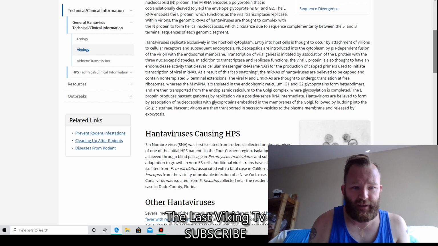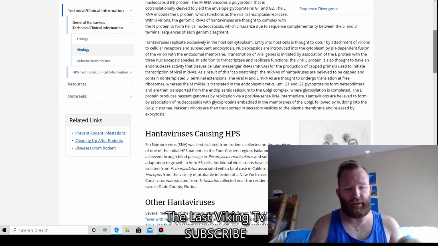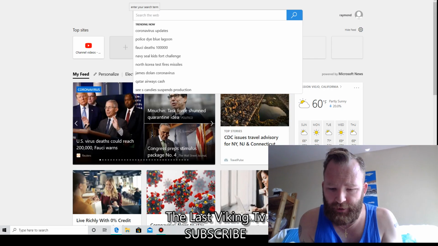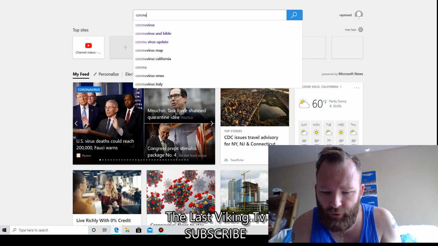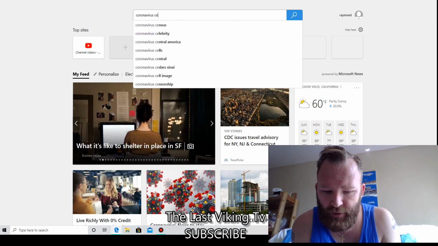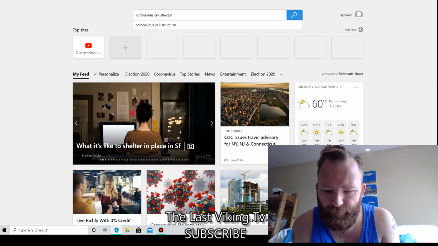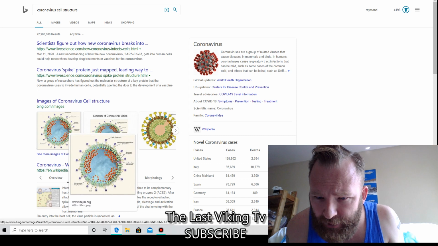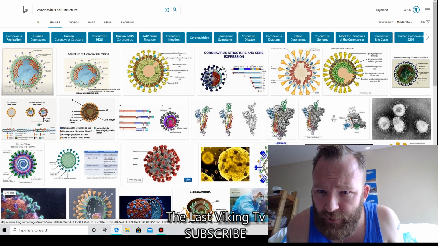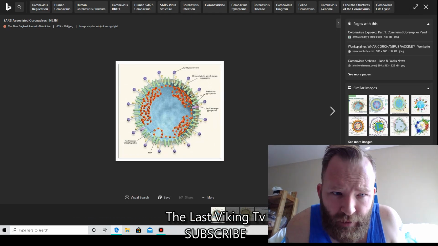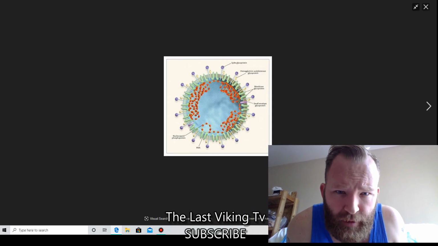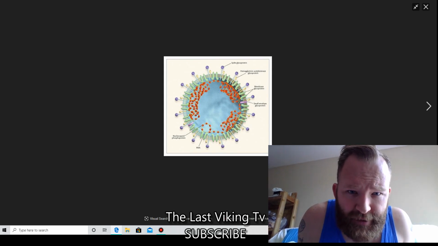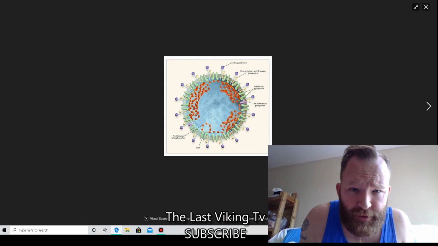It doesn't take a genius to look at the images that we had before. If we just go ahead real fast, I'm going to look at the coronavirus cell structure. Now we're going to take a look at, I think this is the best image here. Here we see the spike glycoprotein, which are those purple little dots there. That is the glycoprotein. This is the coronavirus.